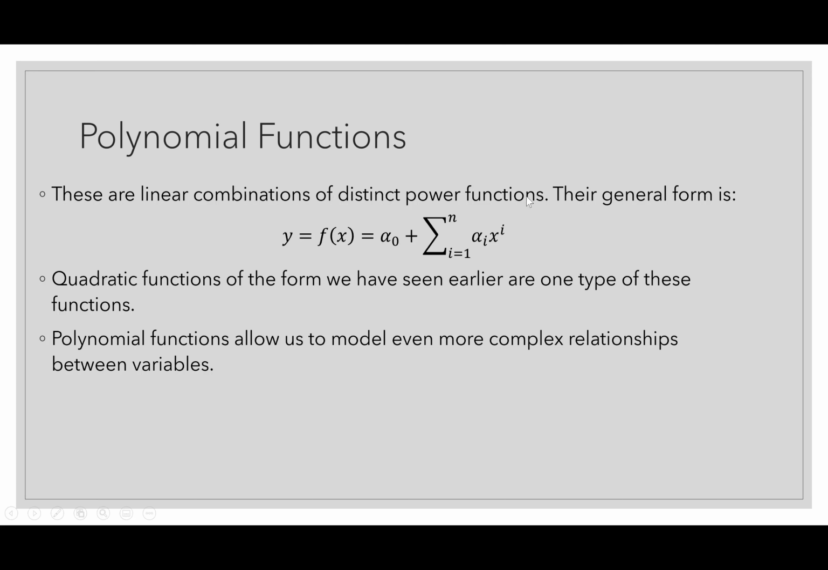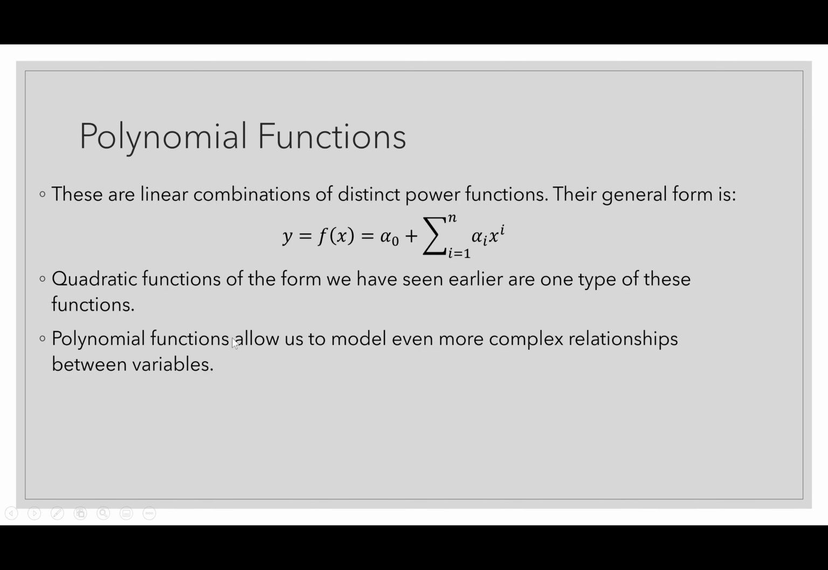These functions have this general formula here, where y is equal to a function of x, and alpha 0 is the intercept still. Now you add this summation of the individual coefficients of each of the terms, where the same variable is raised to different exponents going from 1 to n, where n can be any positive number. There's going to be a unique coefficient for each one of these exponents, and this variable is going to be raised to different exponents, obviously.